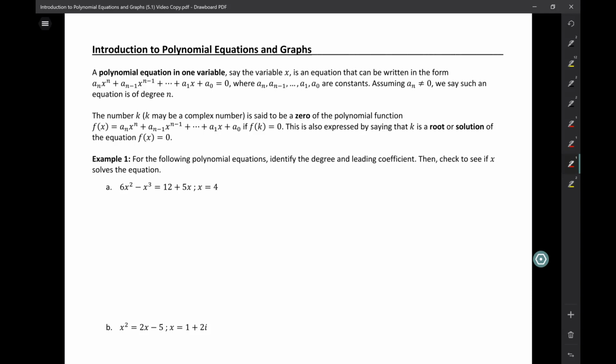Today we are going to discuss an introduction to polynomial equations and graphs. A polynomial equation in one variable is very similar to a quadratic equation in one variable. However, instead of stopping at an x squared term, we can go higher than x squared.